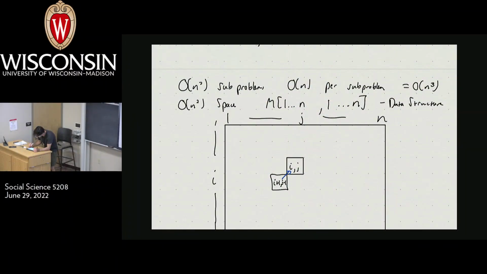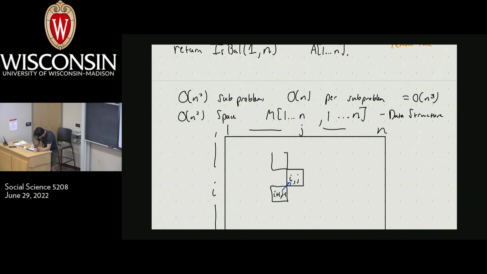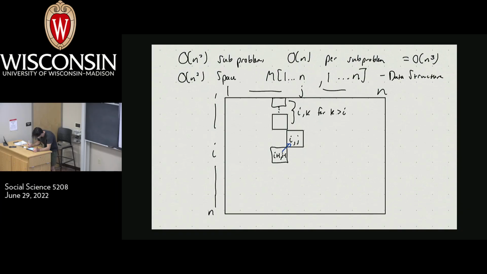Same row, different column. So it's going to look like this. So this is ik for k less than i, or k greater than i. Oh wait, that's reversed. These are all going to be over here. Yeah, that looks right. Okay, cool.